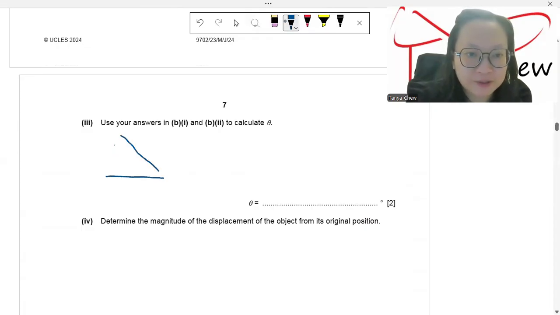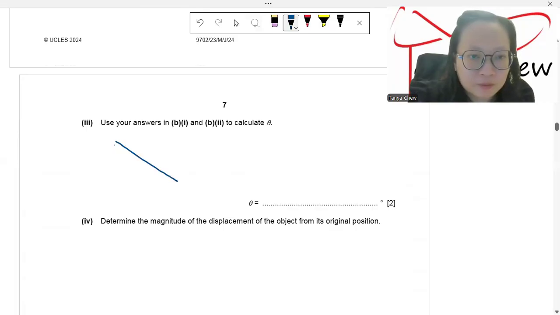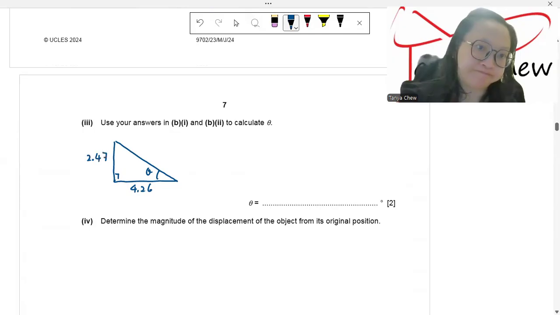Horizontal, and then this is... okay, never mind. Okay, this is nicer. So this is 90 degrees. This is my theta. The horizontal distance was the one that I calculated earlier, which is 4.26. The vertical distance was the one that I calculated just now, which is 2.47.